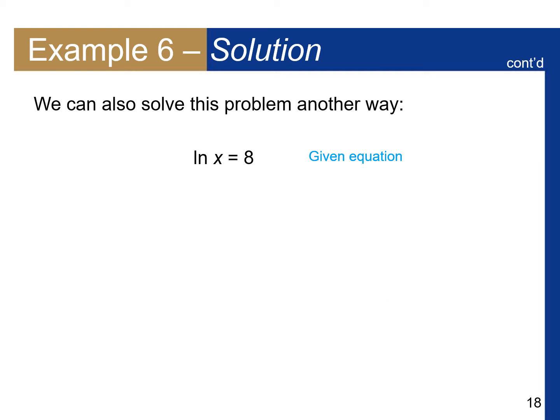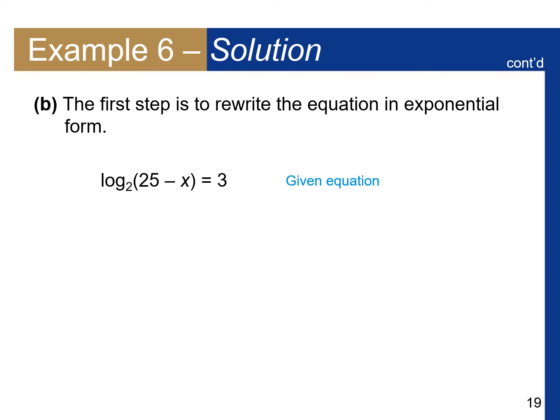Here's another way actually, for the same one. We want to raise both sides to the base e, and then e and ln x are inverses of each other, so it's just x. So either way, whichever makes more sense to you.